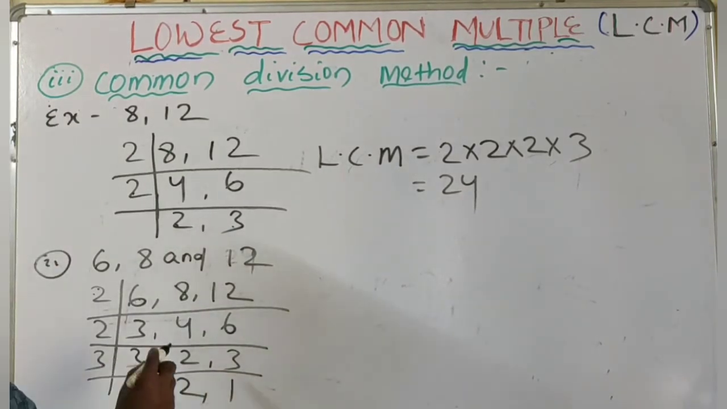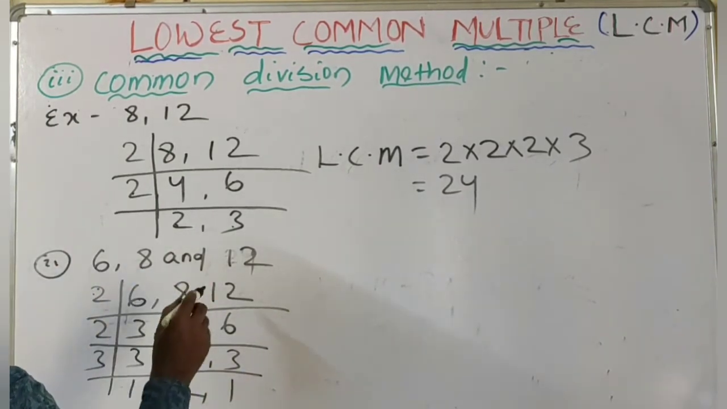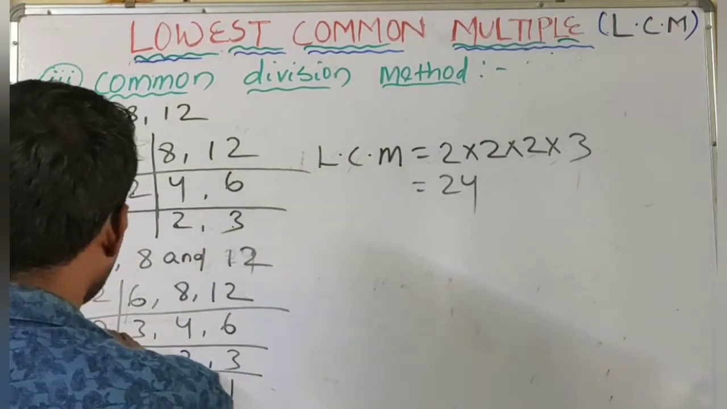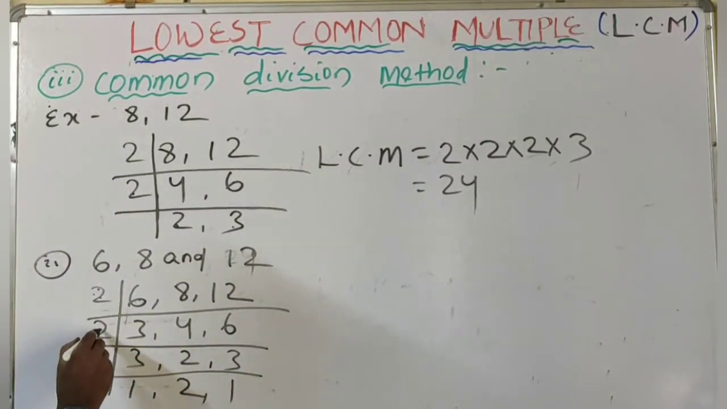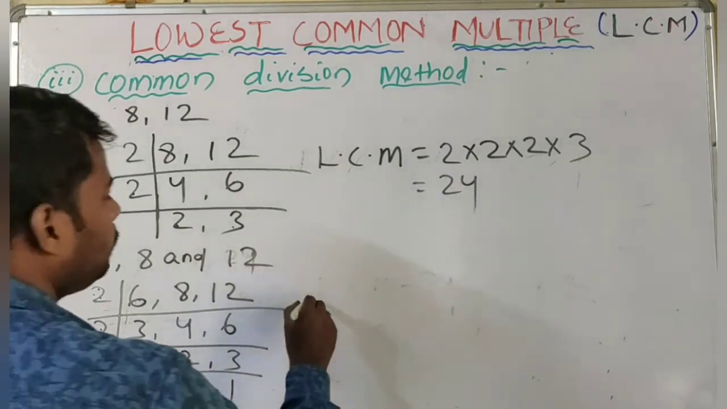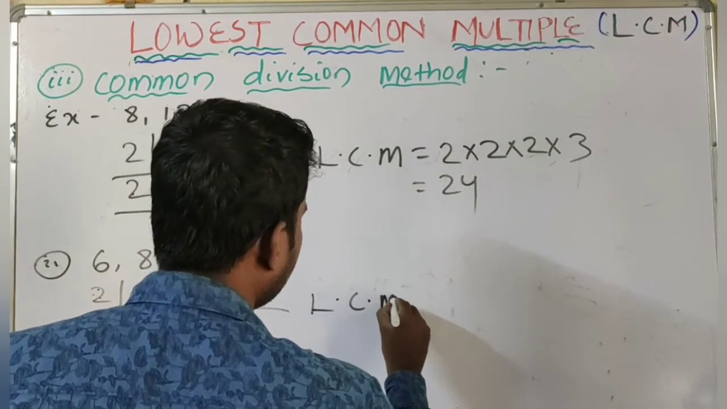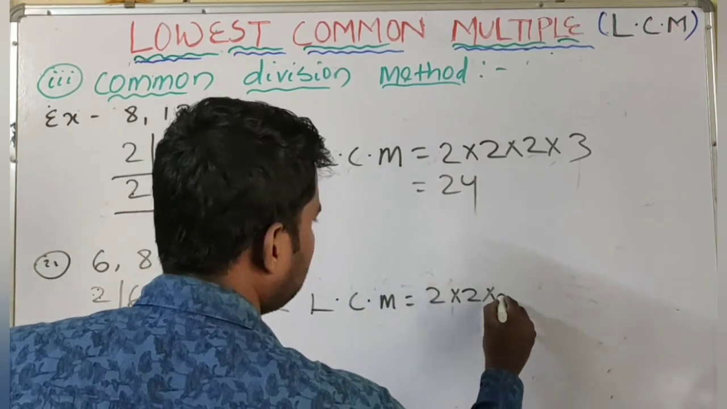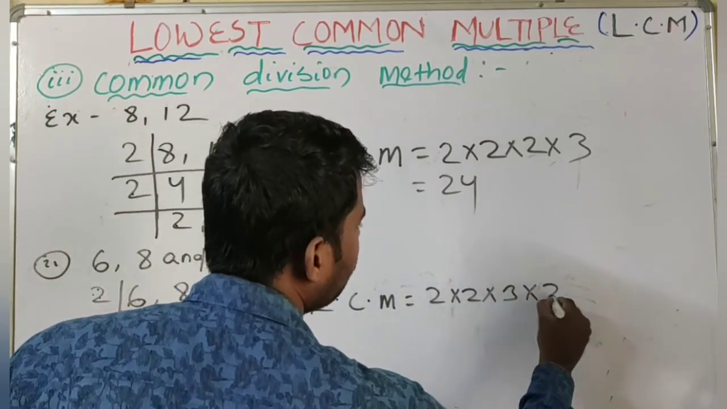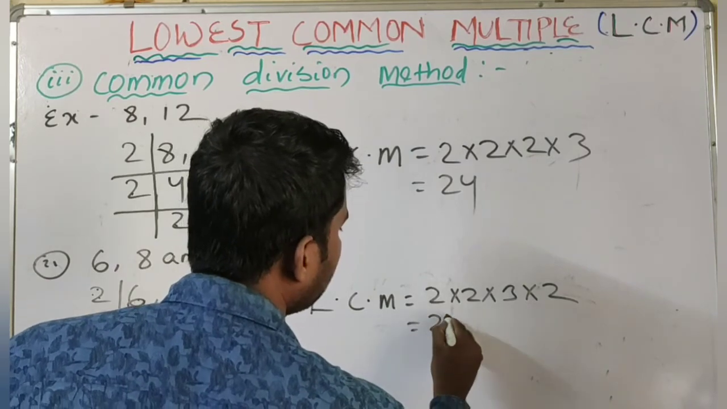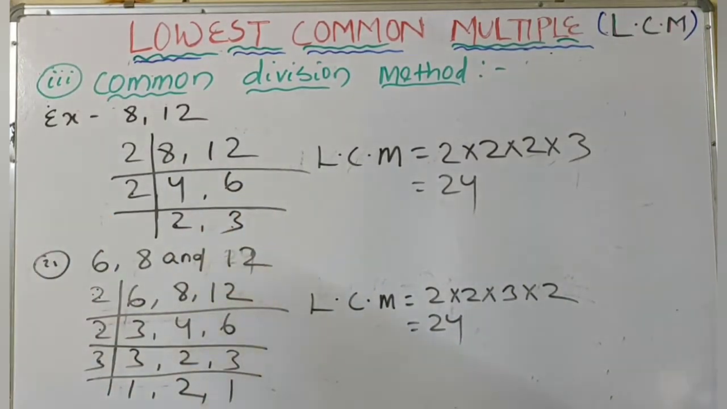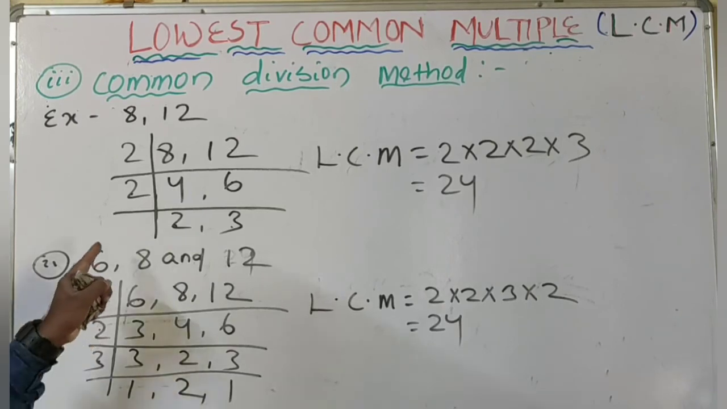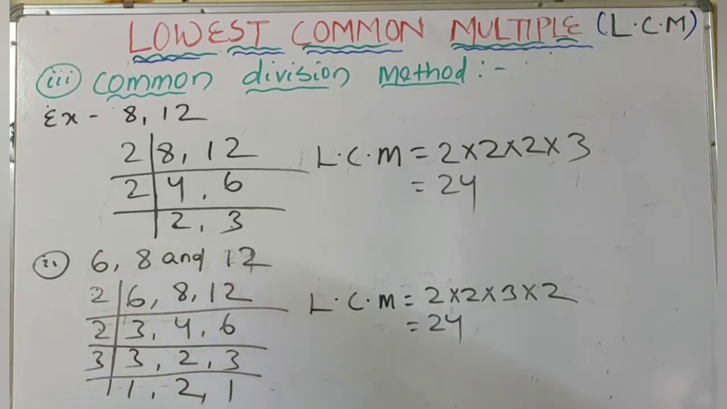Now the LCM of 6, 8 and 12 will be the product of 2 into 2 into 3 into 2. So LCM is equal to 2 into 2 into 3 into 2 is equal to 24. In this way, we can find the LCM of two or more given numbers by using the common division method.